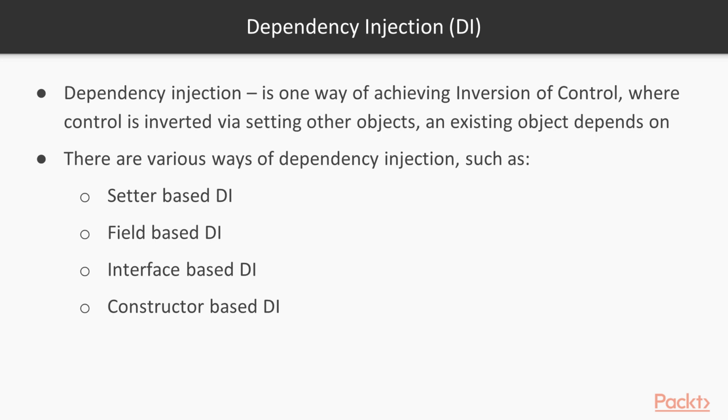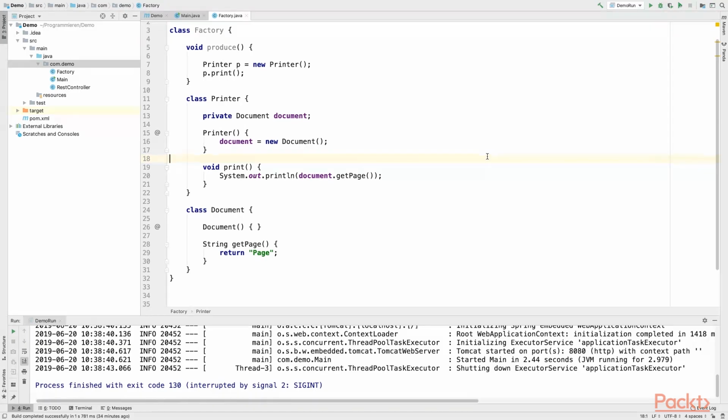And for that, we head back over to our project. So here I have provided a little bit of an example. We have a class factory that produces something, and the things this factory produces is basically documents that are printed. In addition to that, we have a printer and we have a document. And the document is basically used by the printer to print it.